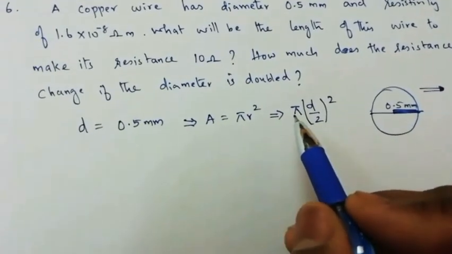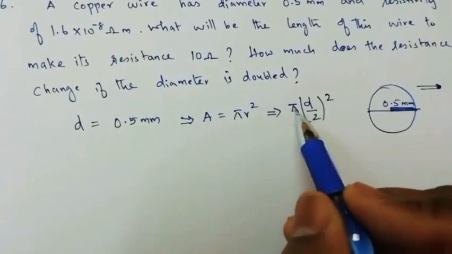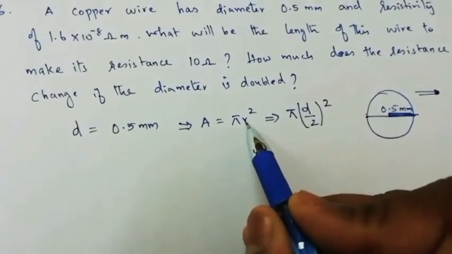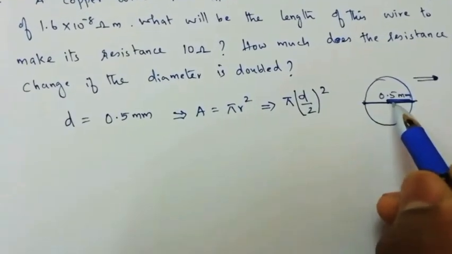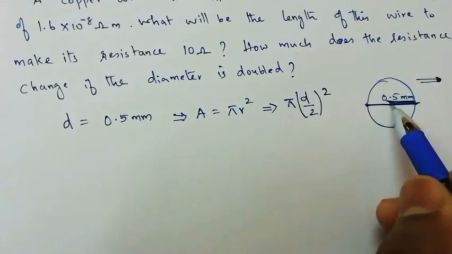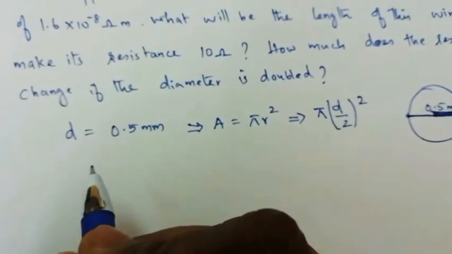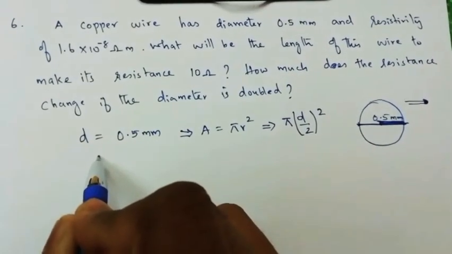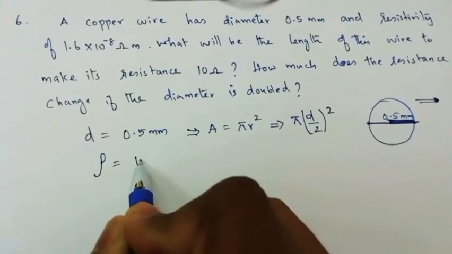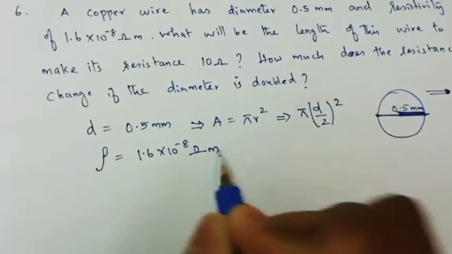Can you understand this? So it is pi r square. I've just made a small modification in this formula. Instead of r, we write it as d by 2, because diameter is the complete one, but radius is half of it. So we write d by 2, and then the resistivity is also given in the question, and resistivity will be written as rho. It is 1.6 into 10 to the power of minus 8 ohm meter.